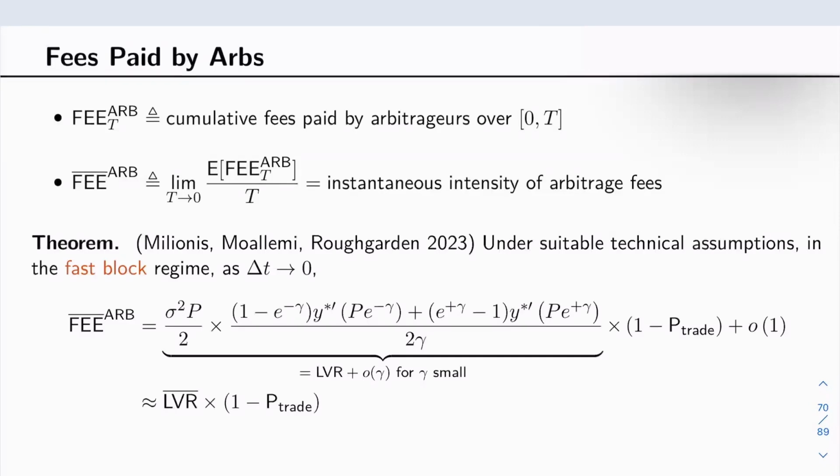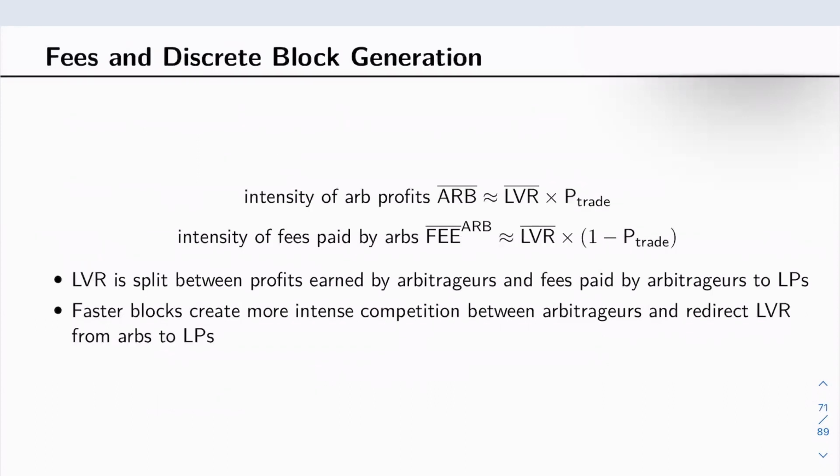We get another expression, and I'm not going to parse that for you, but I'll just jump to the punchline: the amount of fees paid is approximately lever times 1 minus the probability of trade. So if I put those two results together, how much money the arbs make net of profits is lever times P trade. The fees that they're paying are lever times 1 minus P trade.